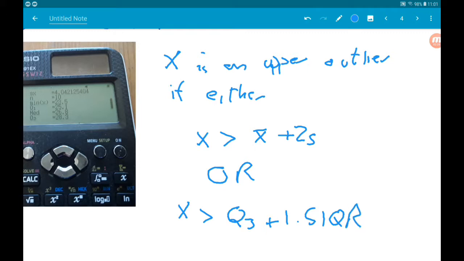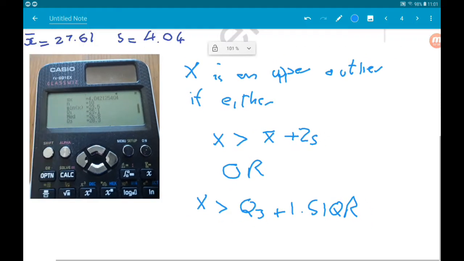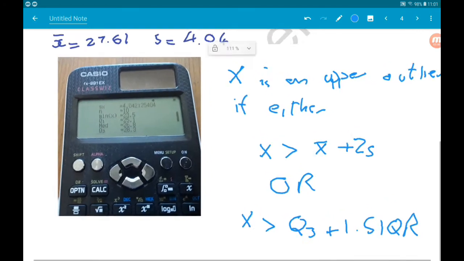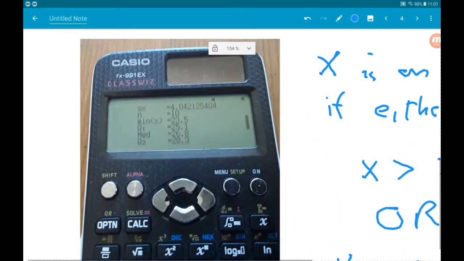Now that second way is the one that I went for first of all, so that's the way we're going to do it. Because it's also good to point out, the calculators tell us our quartiles too.